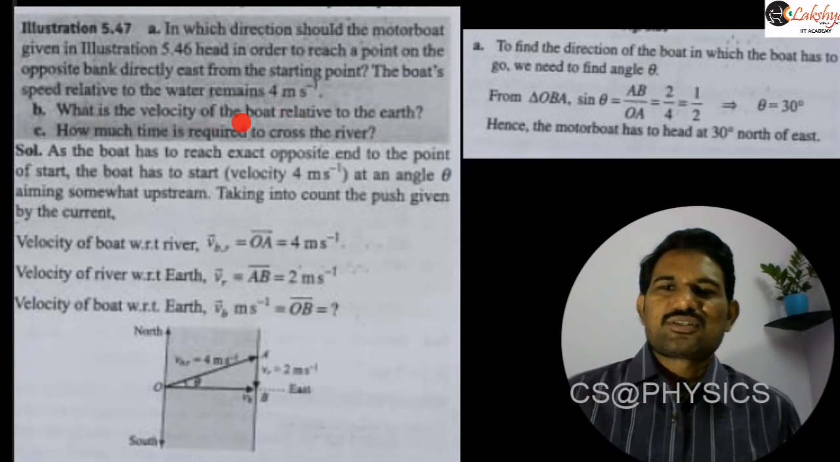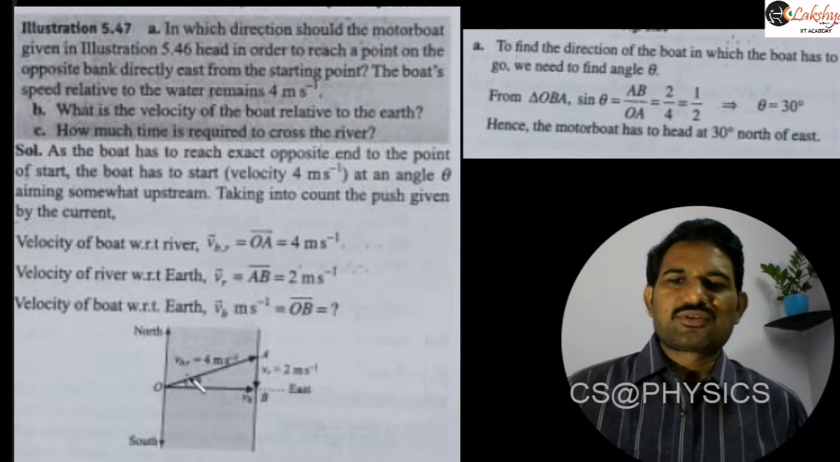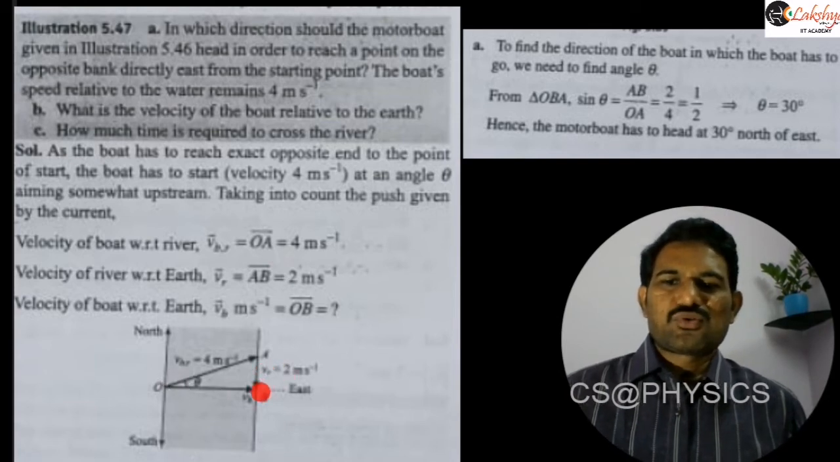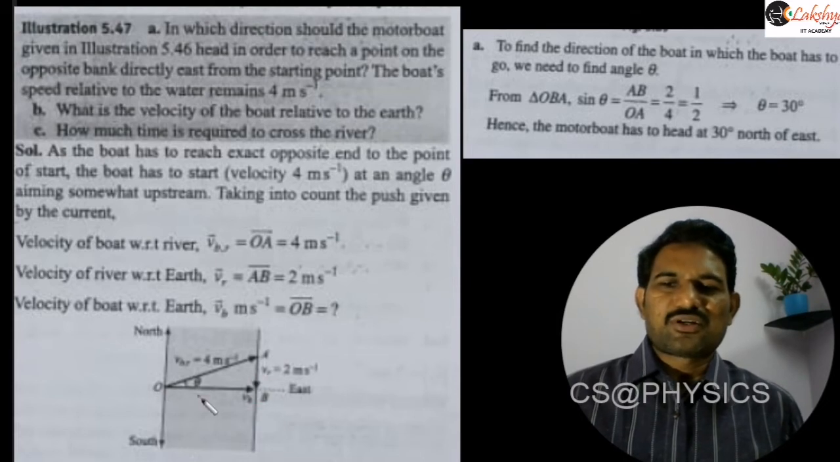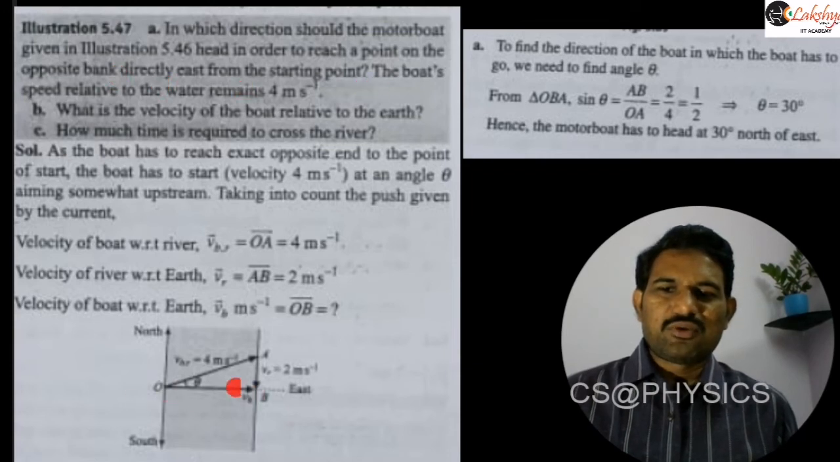What is the velocity of the boat relative to the ground, and how much time is required to cross the river? So I think you got the data which we need to calculate. The boat is crossing along the shortest possible path because he has to reach the directly opposite point from the starting point. So here he is starting from O and he has to reach the point B. That is the meaning of directly east from the starting point. So in order to reach this point B, at what angle should he start?